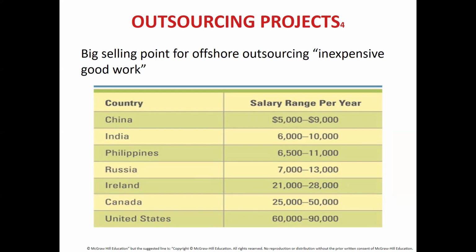Now, have a look at that. China would generally charge close to about $5,000 to $9,000 for outsourcing work. India would charge close to about 6 to 10K. Philippines, they would charge close to about 6.5 to 11K. Russia charges 7 to 13K. Now, Ireland, they would charge 21 to 28K. Now, look at the difference between those ranges. Canada would charge somewhere between 25 to 50K. United States would charge somewhere between 60 to 90K.